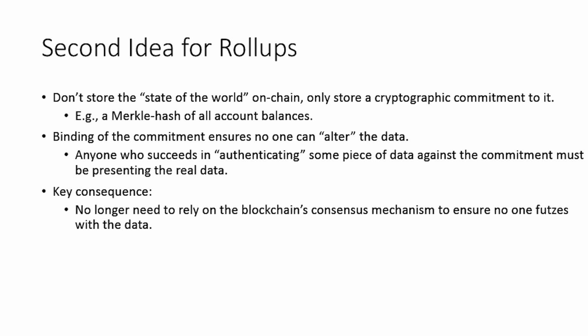So the key conceptual consequence of this is you no longer need to rely on the consensus mechanism of the blockchain to ensure that no one is messing with the data that the blockchain is representing. As soon as there's a cryptographic commitment to the data on chain, the binding nature of the commitment scheme means no one can go and alter the data.